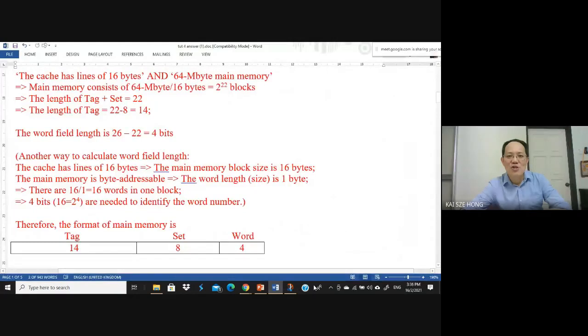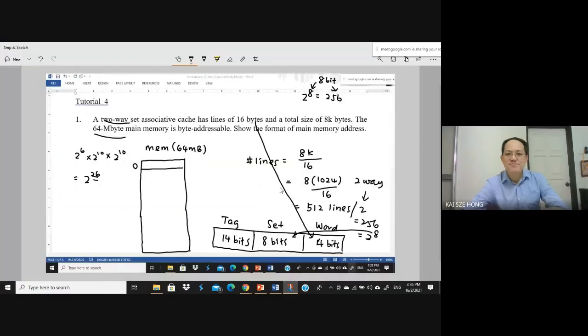So set associative, I will give you a few minutes to look at this. If you have any question about this question, let me know. The memory system itself. If you can put this, then you can get the full marks. Tag, set, word. For the fully associative, you only have a tag and also word. You don't have a set.